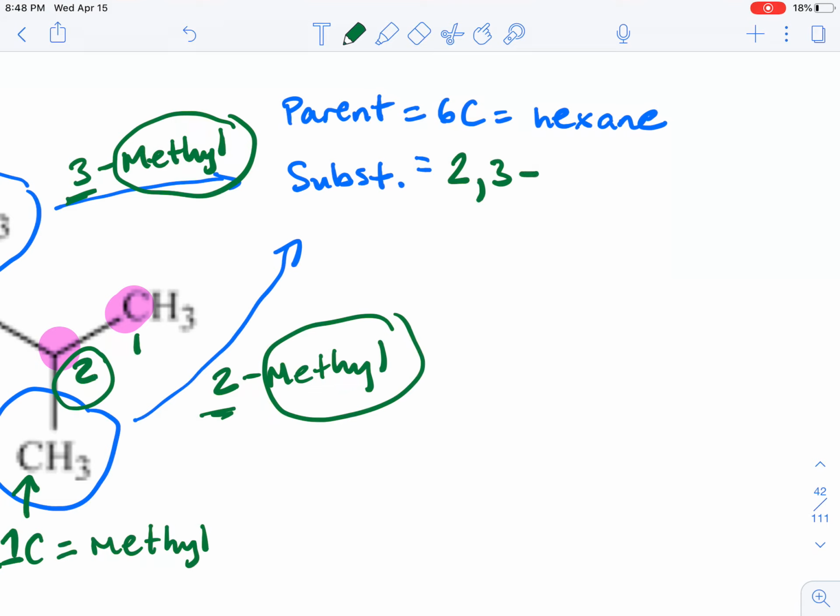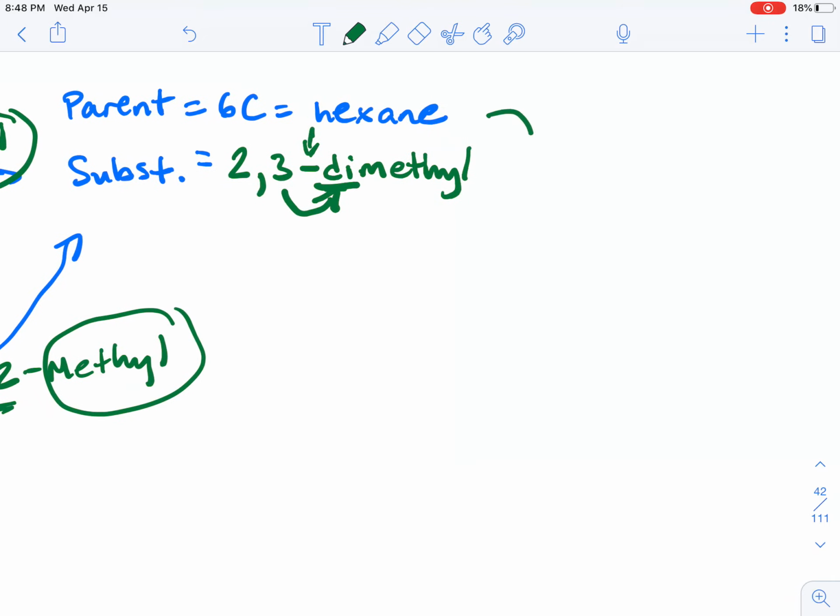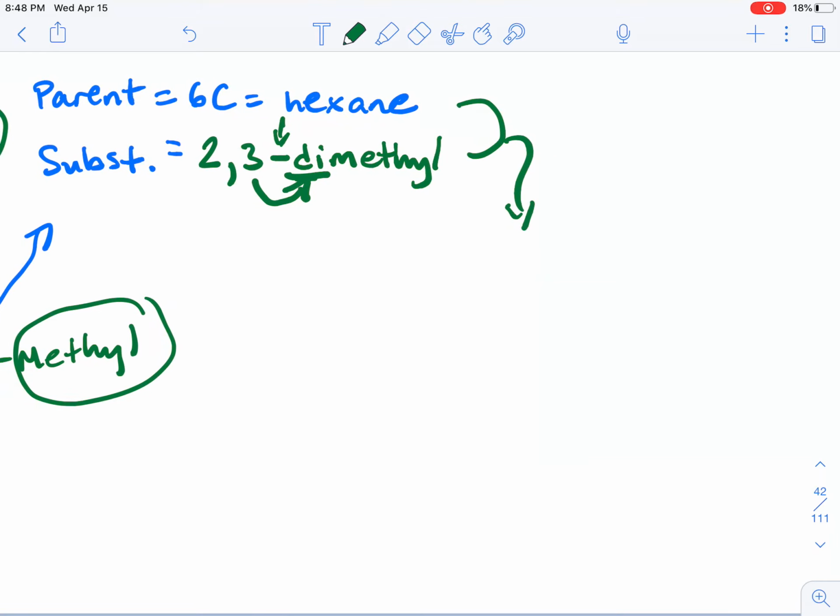And so I'm going to put a dash because I'm now going to convert the number into a letter. The letter is going to be D, for dimethyl. So when you go from number to letter, you have to use a dash. And since I have two methyl groups, I have to say dimethyl. So now that I have both of the pieces that I need, I'm going to start finalizing my answer. My substituent is always written first, so I'm going to say 2,3-dimethyl.